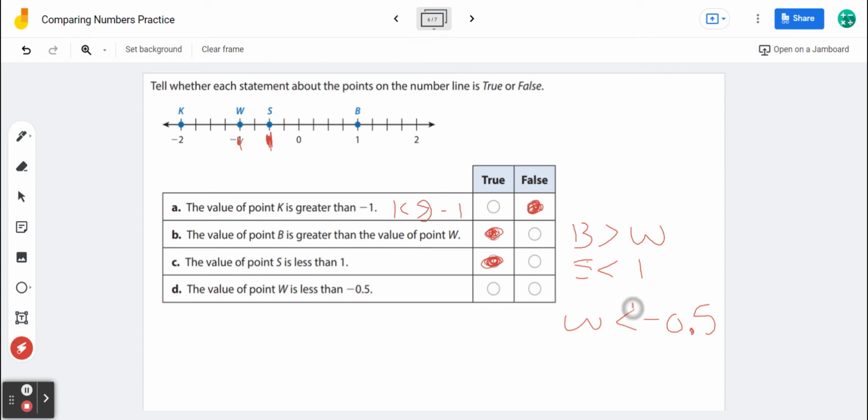So in this inequality, they're telling me the Pac-Man wants to eat the -0.5 because it's further right. And that seems to be true. This is further right than W. So that is a true statement.